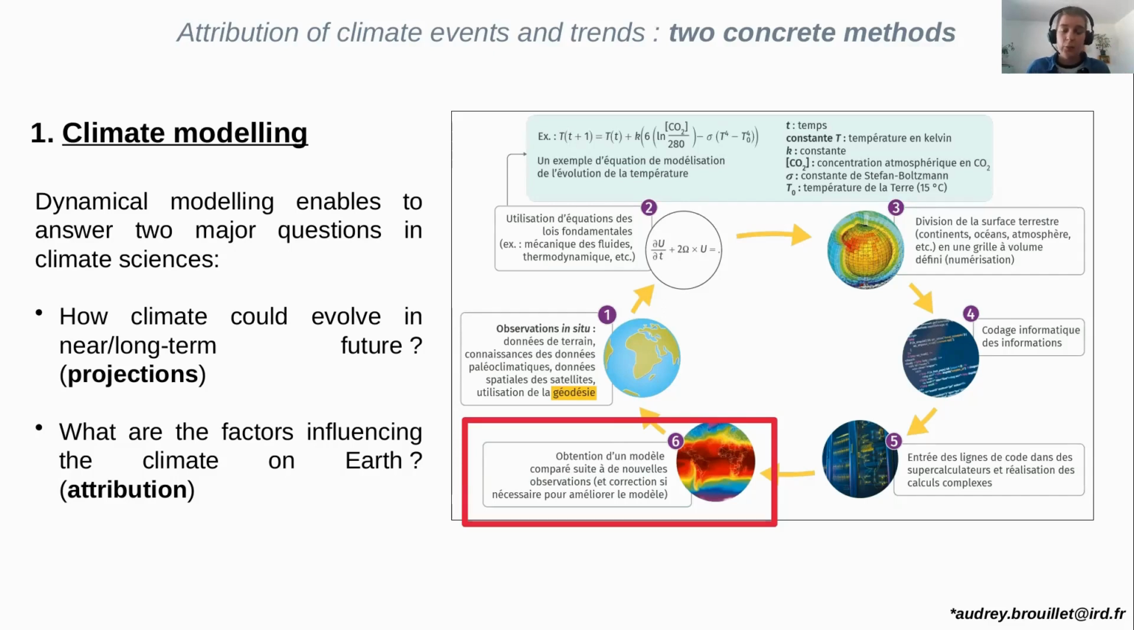The second thing is that we can reproduce the current, observed climate, or try to, and see what happens when we just remove some component. If we remove the volcanoes, what is happening? If we remove the solar irradiance, what is happening? If we remove the human components, the human activities, what is happening? That's one of the methods to attribute some events.